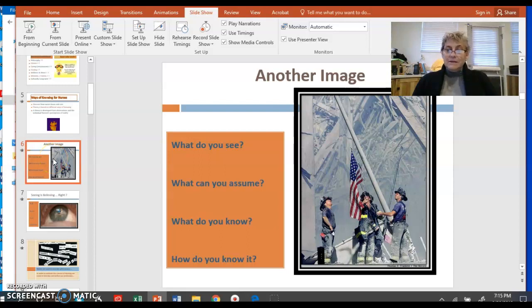What you might see is the American flag. And what does that do for you? Does that elicit some kind of an emotion? Does this picture with the American flag and firefighters bring back a memory of 9/11? I am assuming that all of you are old enough to remember what happened then and where you were.